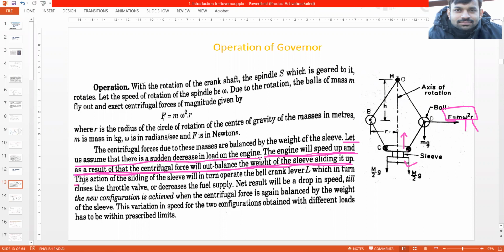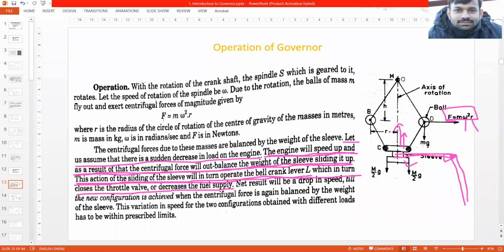All right, this action of the sliding of the sleeve will in turn operate the bell crank lever L. In previous diagrams we saw that a lever is attached to this sleeve. So as this moves up, the bell crank lever, which is hinged from this point, will operate the throttle valve. This is what is written over here: this action of sliding of the sleeve will in turn operate the bell crank lever L, which in turn closes the throttle valve and decreases the fuel supply.